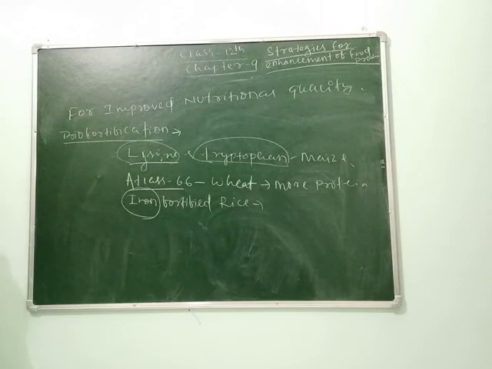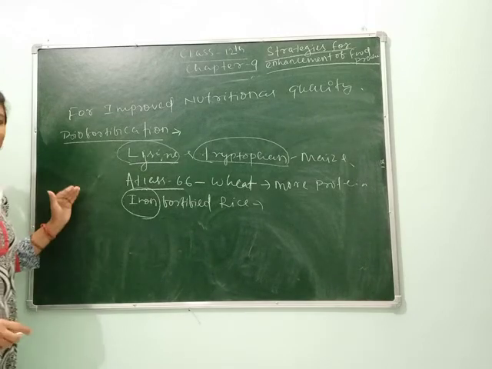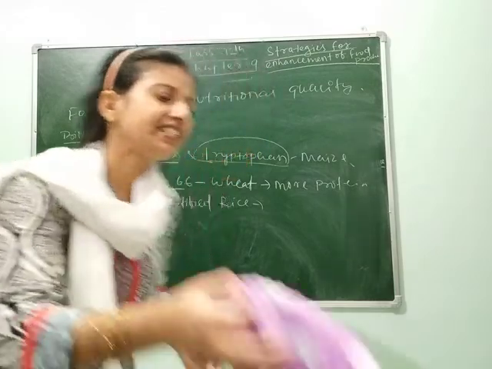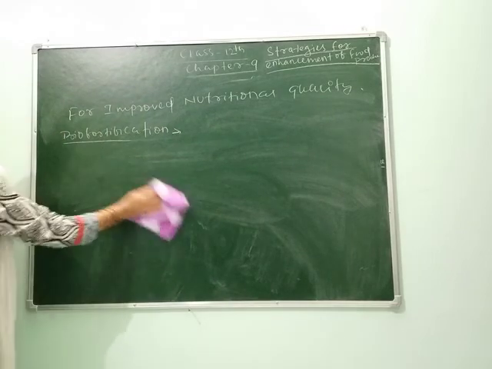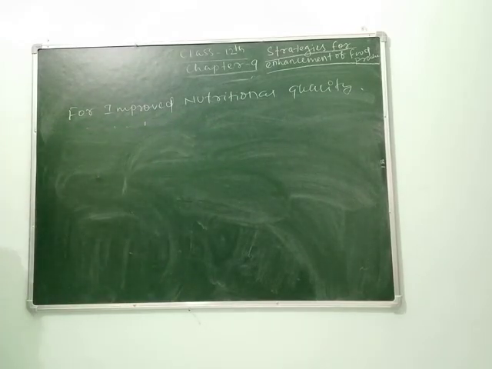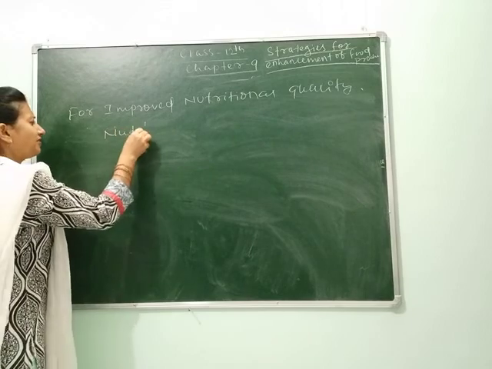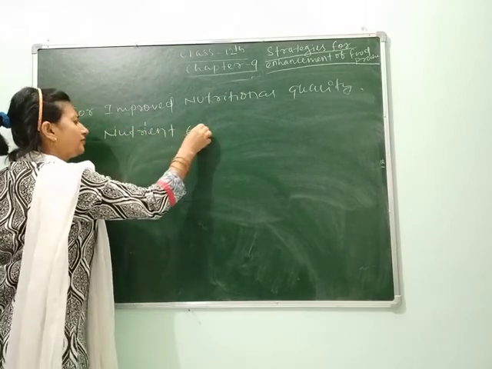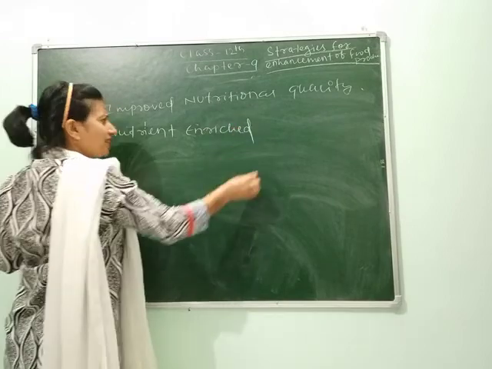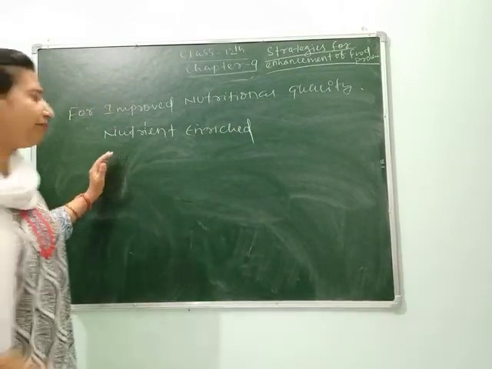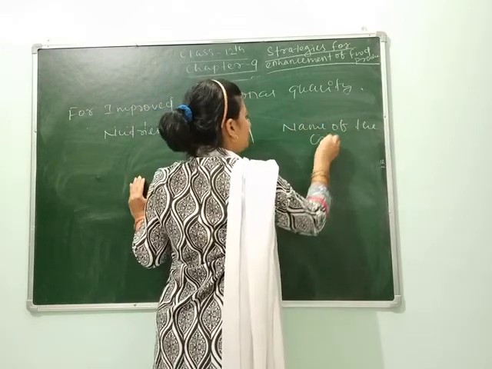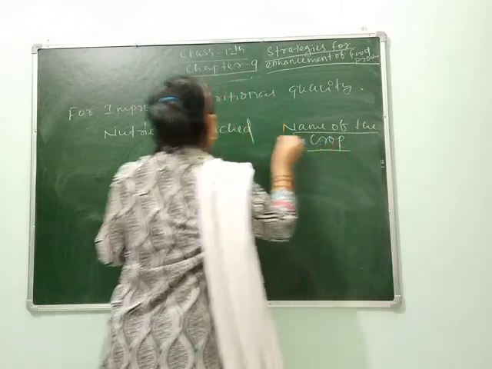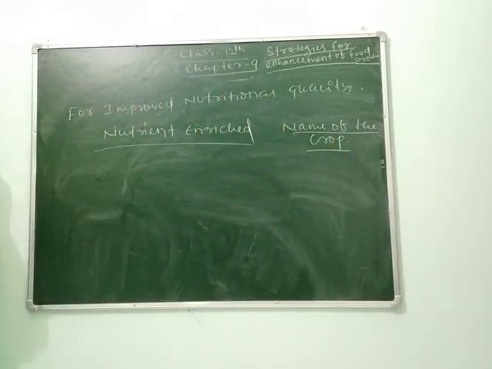Let's take some more examples. Nutrient enriched, meaning which nutrient is enriched in the crop, and what is the name of the crop. So students, you can see here nutrient enriched. This will come in a 3 marks question in your board exams. And name of the crop you can write here. Let's take example of some crops. We can underline in your NCERT book, students.